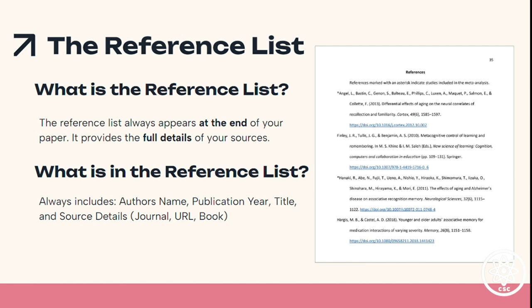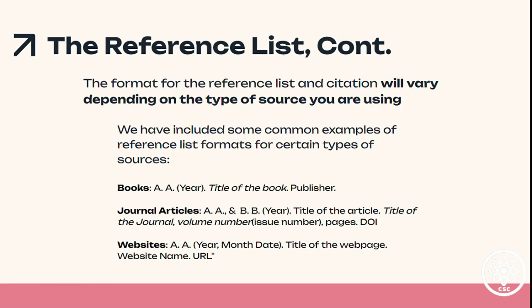So what is in a reference list? Reference lists always include the author's name, the publication year, the title, and the source details, such as whether it's a journal, a URL, or a book. The format for the reference list and citation will vary depending on the type of source you are using.